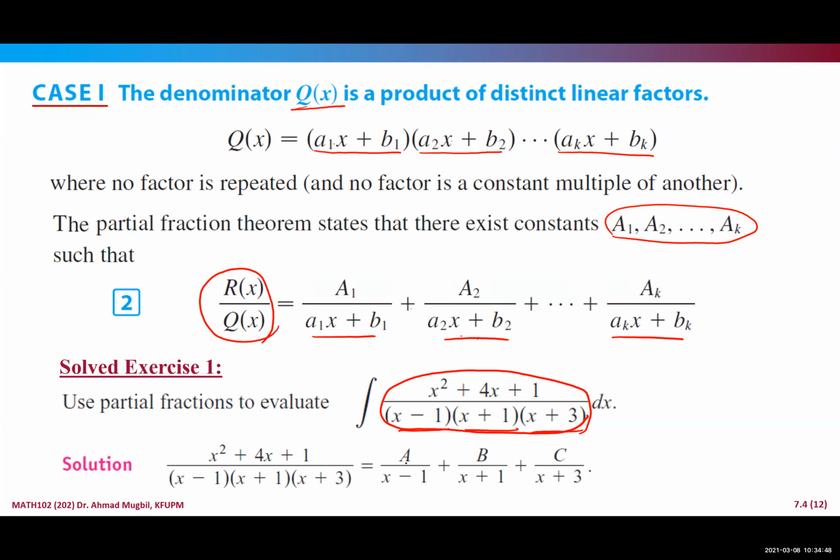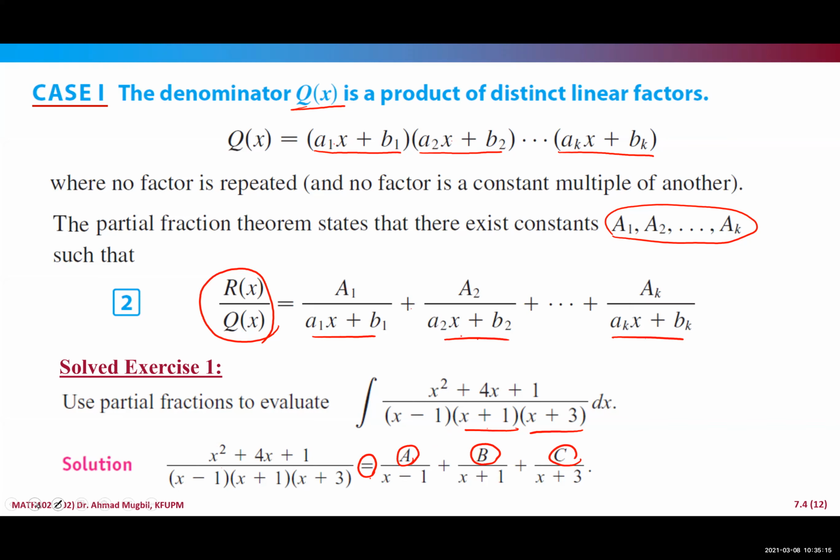This will be equal to A over x minus 1, A over the first factor, another constant. Here he calls them a1, a2, a3. It's okay, you can call them a1, a2, a3. But let's take A, B, C, it is okay. So we will have A over x minus 1, B over x plus 1, C over x plus 2. This equals this, but we just need to find out what A, B, and C are.